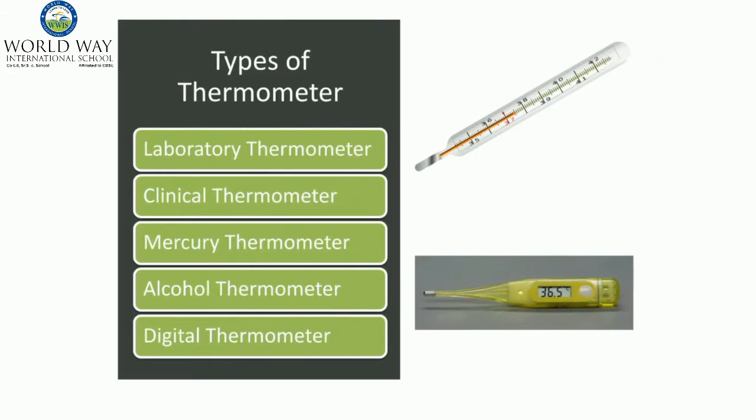Types of thermometer. Thermo means heat in Latin language and it is based on the principle of thermal expansion. There are 5 types of thermometer: laboratory thermometer, clinical, mercury, alcohol and digital thermometer. The laboratory thermometer is used in the laboratories to measure high temperatures while performing different experiments. These thermometers can be used to measure high temperatures of objects such as boiling water. The range of laboratory thermometer is from 0 degrees Celsius to 110 degrees Celsius.